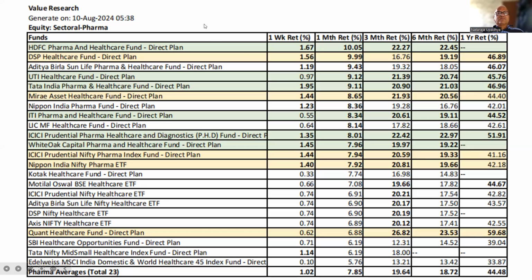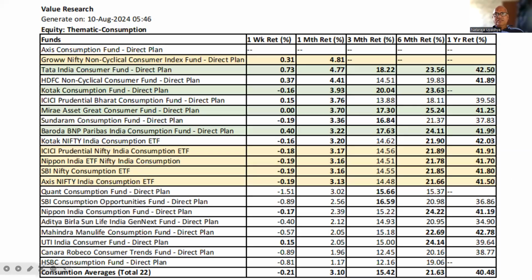Next one after the pharma funds is the consumption funds, which are ranked second. There are 22 such consumption funds. The ones in the green are Tata India Consumer Fund, Kotak Consumption Fund, Mirae Asset Great Consumer Fund, Baroda BNP Paribas India Consumption Fund. The monthly return within the green, highest is 4.77%. The least was 3.22%. And among the green, the top annual return was by Tata India Consumer Fund at 42.50%. So that is the second ranked funds.